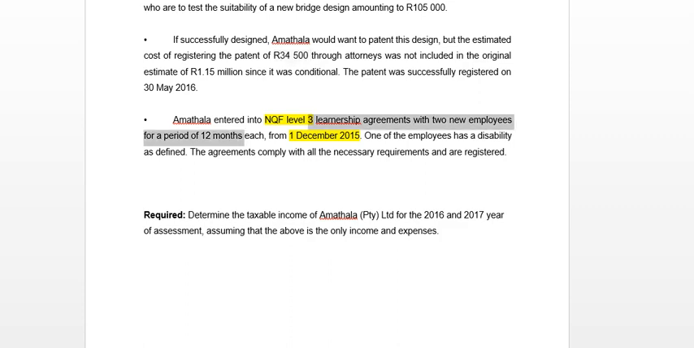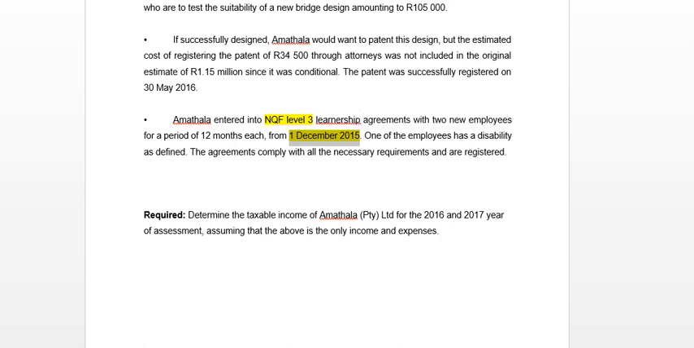Okay, and finally, Amakala entered an NQF level 3 learnership. So in the question in your study guide, it didn't give you what level it is, but that is important because it will change the allowable deduction amount. So I just added this NQF level 3. So they entered into an NQF level 3 learnership agreement with 2 new employees for a period of 12 months each from the 1st of December 2017. Again, in your tax guide, it's from the 1st of January. I just made it the 1st of December, again for rounding issues, just to make nice and round numbers.